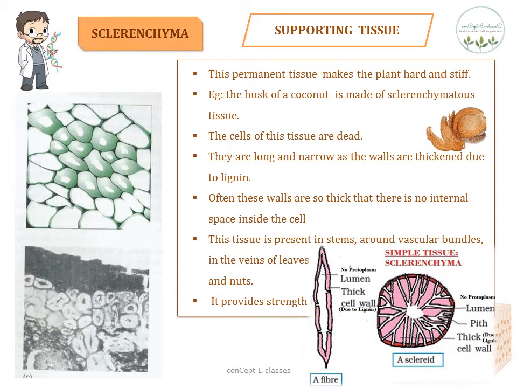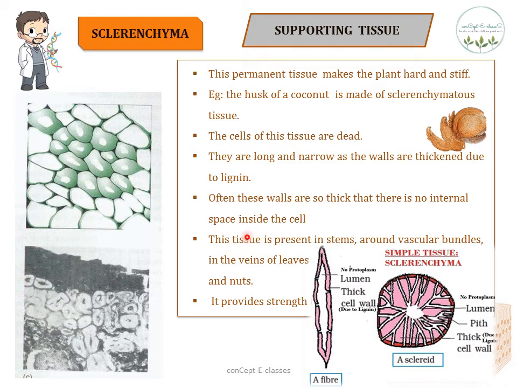Now the next simple permanent tissue is sclerenchyma. This is also a supporting tissue. The sclerenchyma tissue makes the plant hard and stiff. For example, the husk of a coconut is made up of sclerenchymatous tissue. Now let's see about the characteristics of the cells inside this tissue. All the cells in the sclerenchyma tissue are dead. They are long and narrow as the walls are thickened due to lignin. So these all are sclerenchyma.